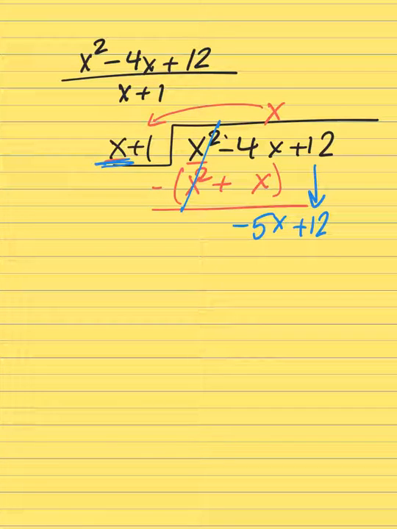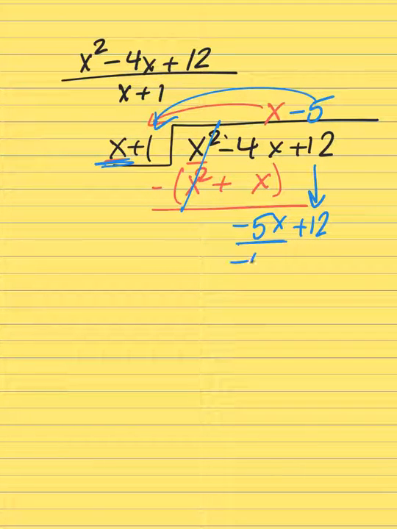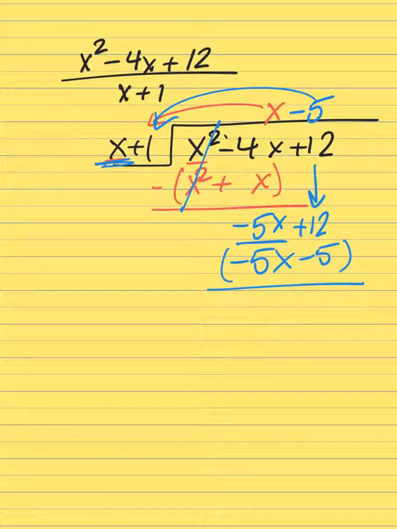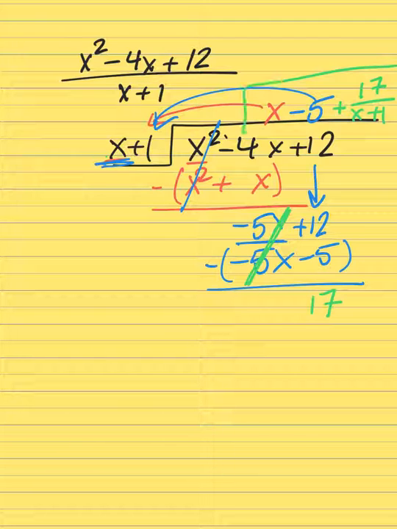Now I'm going to look at the x and the negative 5x. What am I going to multiply x by to get negative 5x? Well, that's just negative 5, because negative 5 times x is negative 5x. Negative 5 times 1 is negative 5. I'm going to subtract. I know I did it right, because the 5x's are going to cancel out. So I've got 12 minus negative 5. Minus a negative becomes a positive. So 12 plus 5 is 17. I can't multiply x by anything to get 17. So 17 is my remainder. So I write it as plus 17 over what's on the outside here, x plus 1. That's our answer.